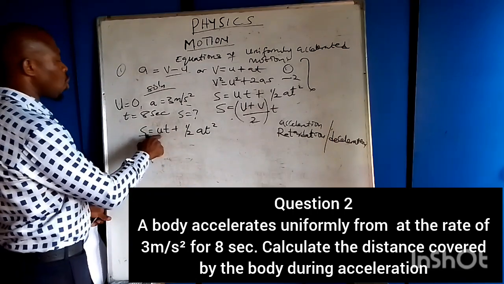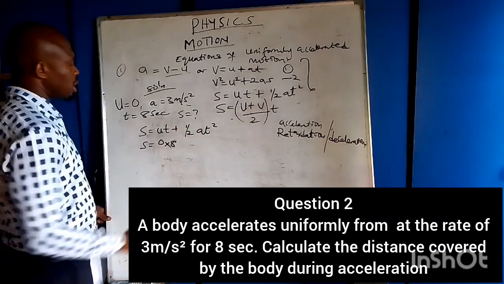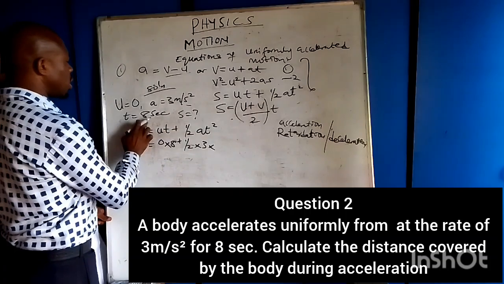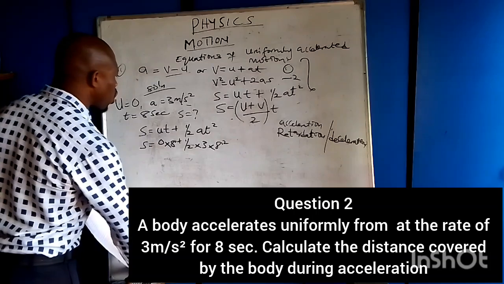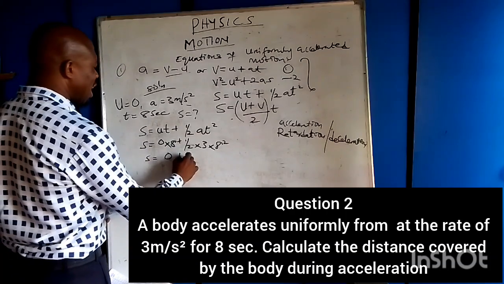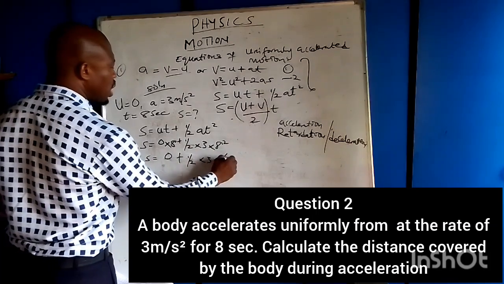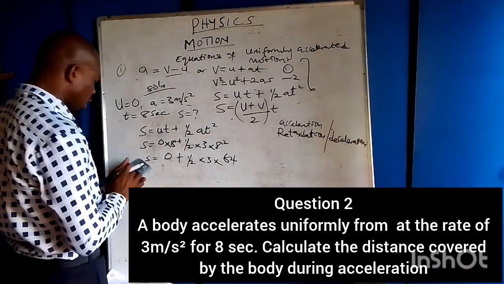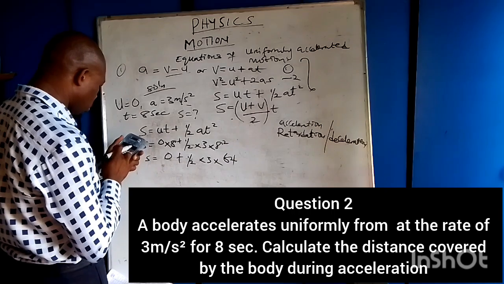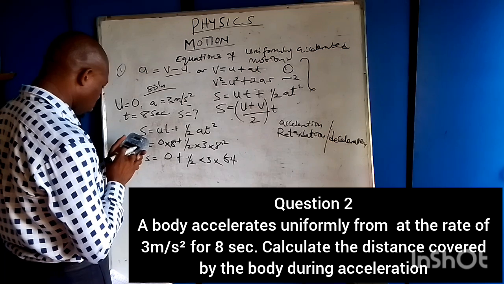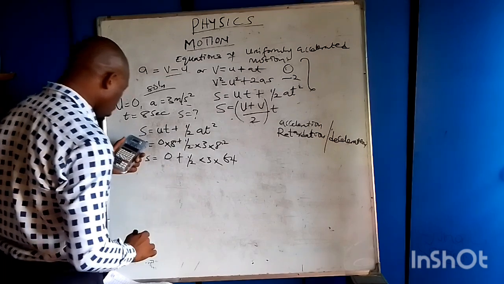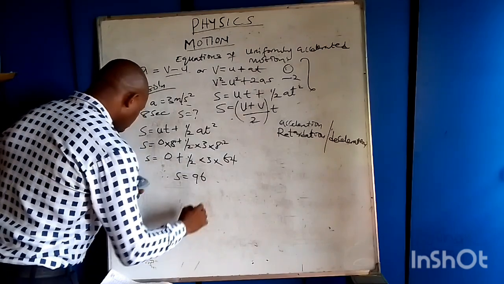Now s is what we're looking for. s is equal to u, which is 0, times t, 8, plus half times a, which is 3, times t squared. t is 8, so 8 squared is 64. s equals 0 times 8, which is 0, plus half times 3 times 64. 64 times 3 is 192, times half gives us 96. Therefore, s is equal to 96 meters.